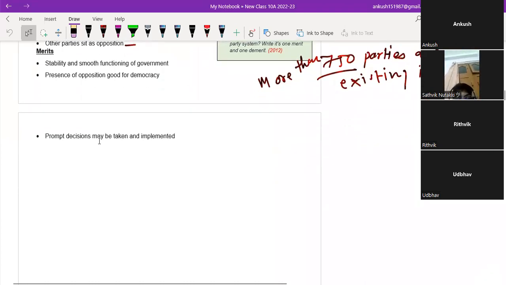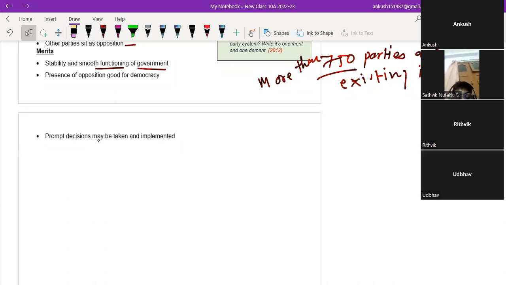What are the merits of two-party system? Stability and smooth functioning of government. What kind of stability is there? Stability is something where there is no competition, and due to this, the ruling party doesn't have to think much about the opposition parties. Understood?